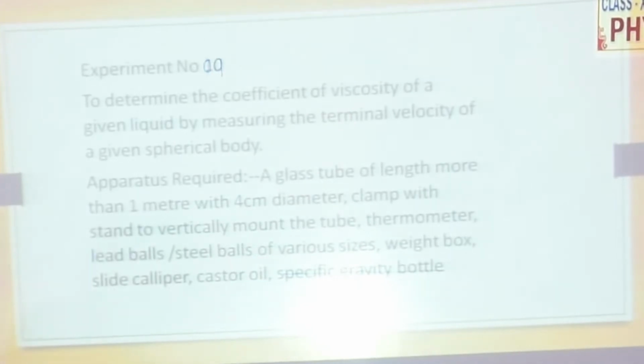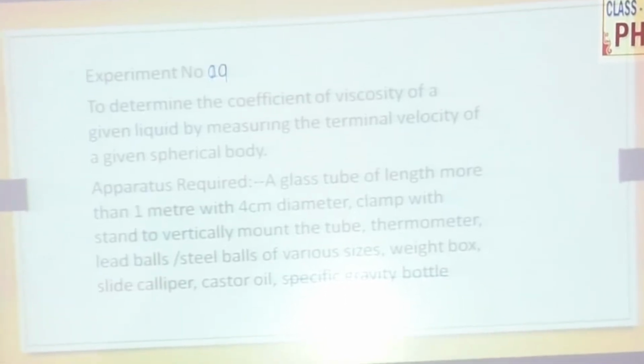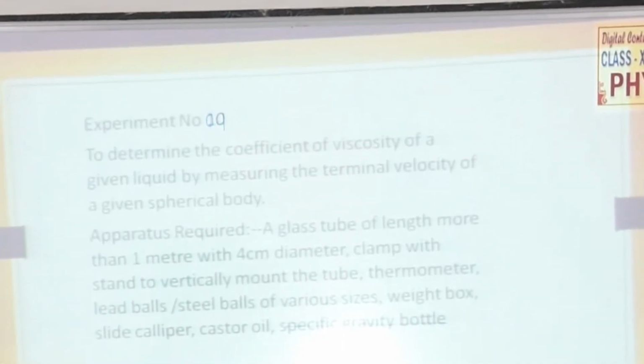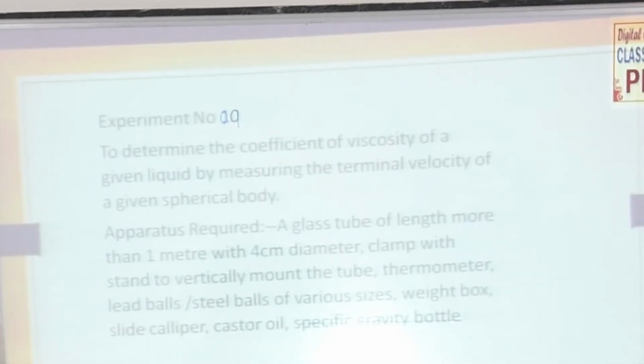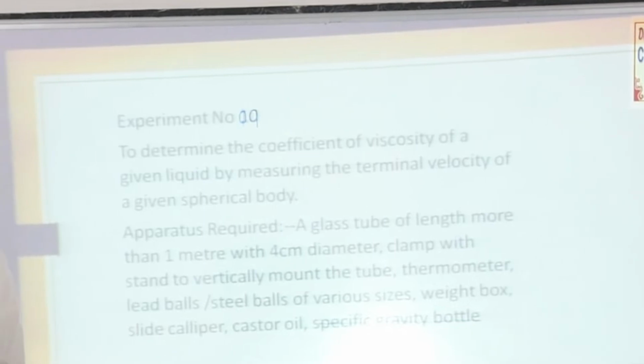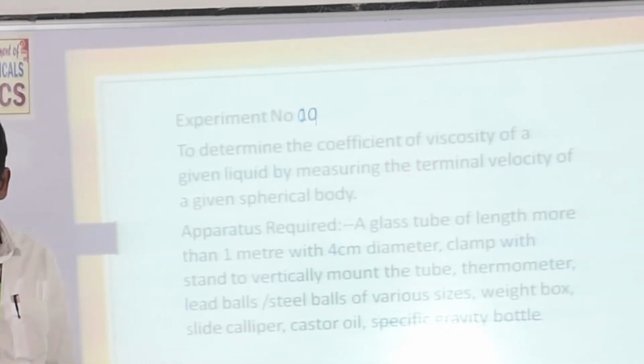And what are the apparatus required to perform this experiment? That is a glass tube of length more than 1 meter, a clamp with stand to vertically mount the tube, a thermometer, lead balls or steel balls or iron balls of different sizes, a wet box, a slide caliper and castor oil. These are the apparatus required to perform this experiment.